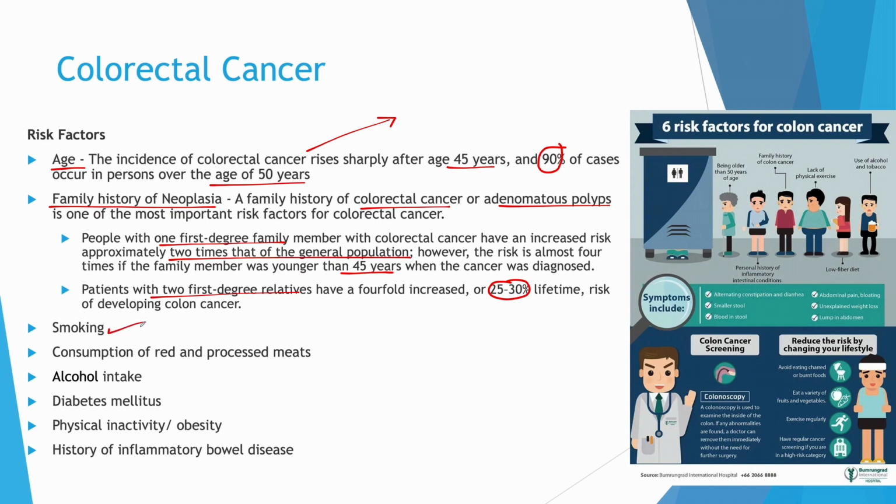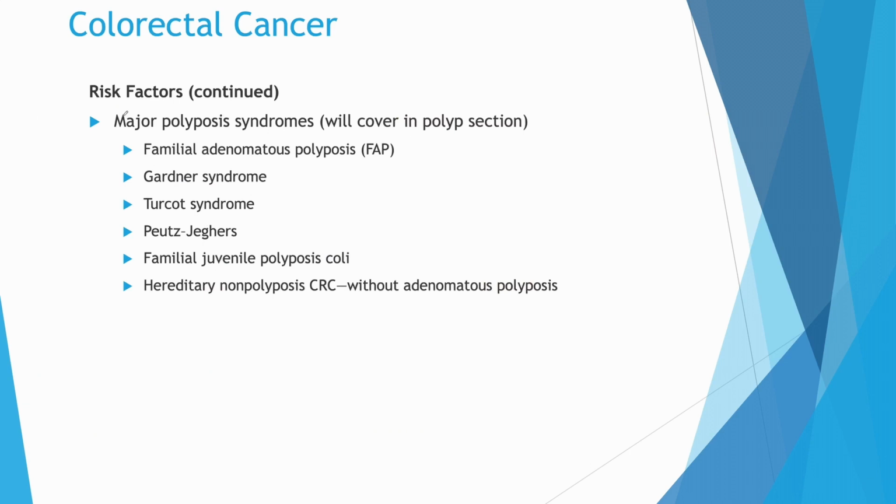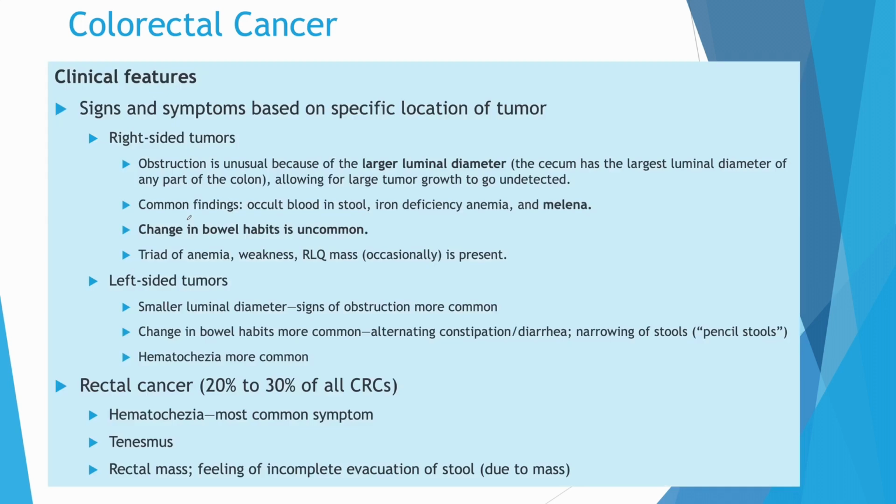Other risk factors: smoking, consumption of red and processed meats, alcohol intake, diabetes, physical inactivity or obesity, and a history of IBD, especially ulcerative colitis. And here you go, here are some of the patients that are more high risk. There's also an additional risk factor, which is the major polyposis syndromes, these are some of them here. We will cover this in the polyp section a little bit later.